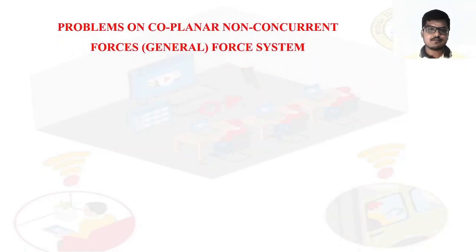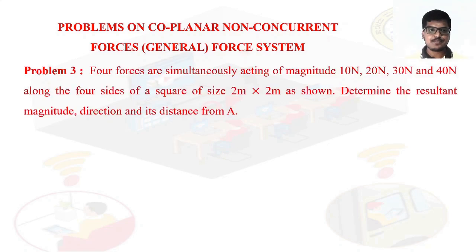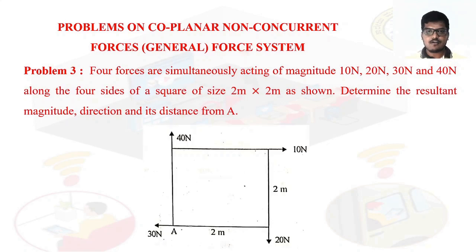So in the last class, we have seen our problems on the variance theorem. So here in this session, we will learn some more problems, that is problems on coplanar non-concurrent force system. See the question. Four forces are simultaneously acting of magnitude 10 Newton, 20, 30 and 40 Newton along the four sides of a square of size 2 meter into 2 meter as shown in figure. Determine the resultant magnitude, direction and its distance from A.